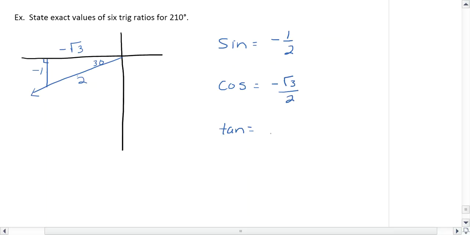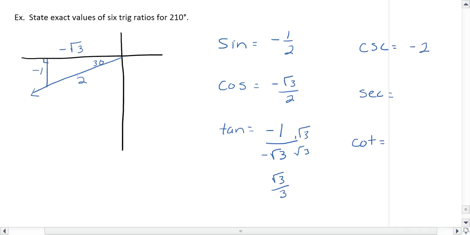And tangent is opposite over adjacent, which would be negative 1 over the square root of negative 3. So the double negative takes care of itself. We need to rationalize the denominator. So we'd end up with square root 3 over 3. And now for the inverse trig functions, we would get for the cosecant a negative 2.